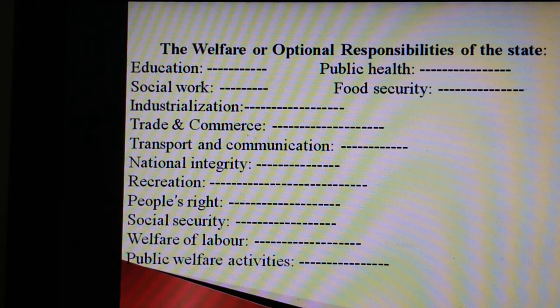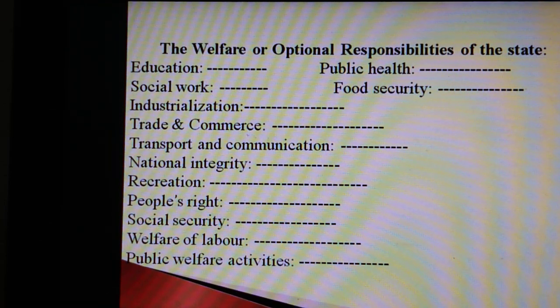Then the third optional function of the state, social work. The state plays a significant role in wiping out various disparities and bad customs existing in the society. Besides, the state also plays a vital role to eradicate dowry and racism, prevent child marriage, and ensure gender equality from the country. These are the social activities of the state.